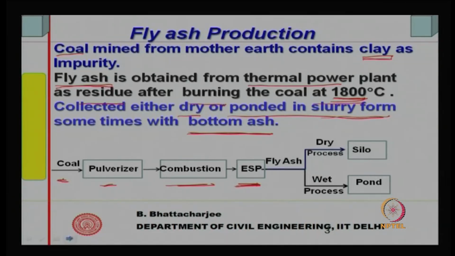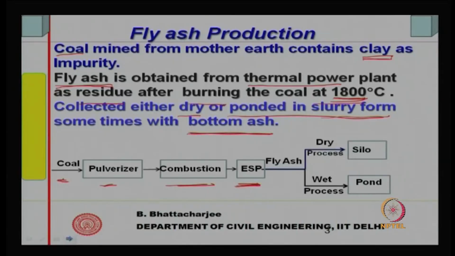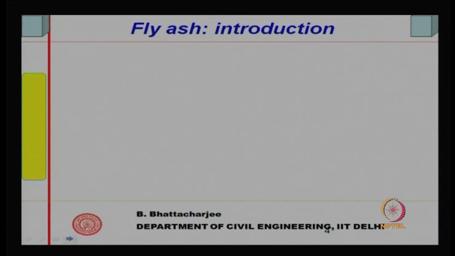It comes from mother earth along with the coal. The coal gets burned into carbon dioxide, etc., but the silica or the clay particles form the ash. All right, so that is what fly ash is.